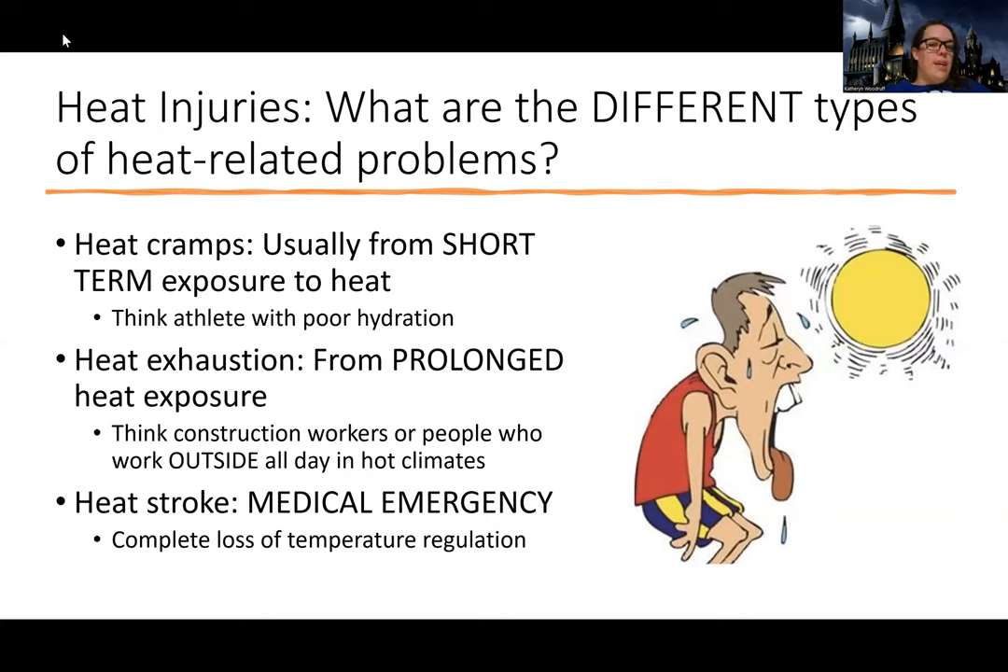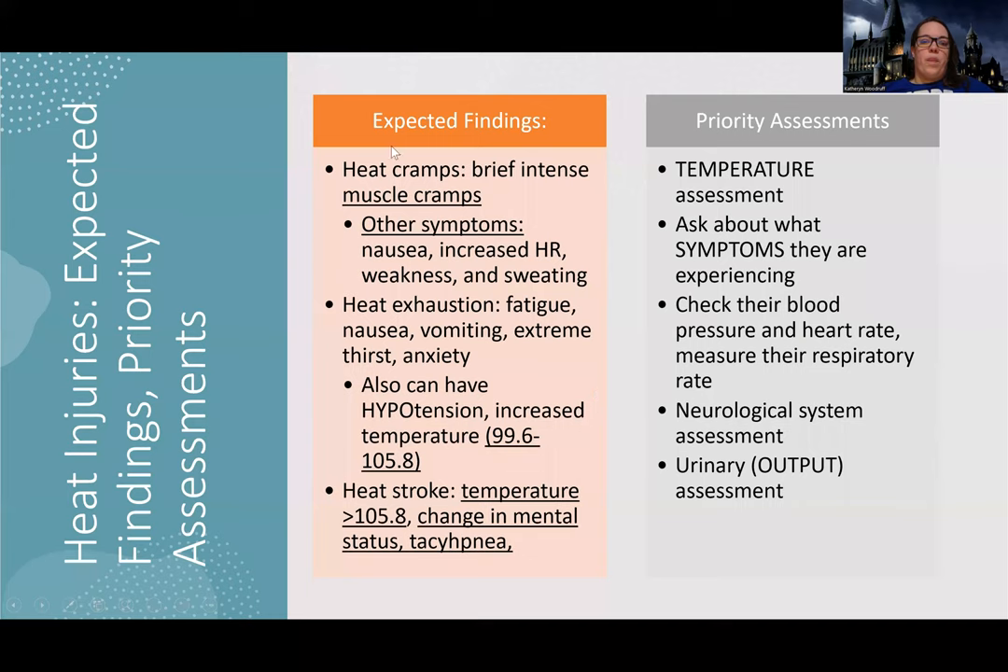And then last but not least, heat stroke, which is a medical emergency. This is where you get to the point where you've completely lost the ability to regulate your temperature. Your brain is in charge of regulating your temperature, and if it gets to a certain point, it's like, okay, I'm going to turn off now because I can't work under these conditions. It tries to compensate and do so much for so long, but you get to a certain temperature and it's not working anymore.